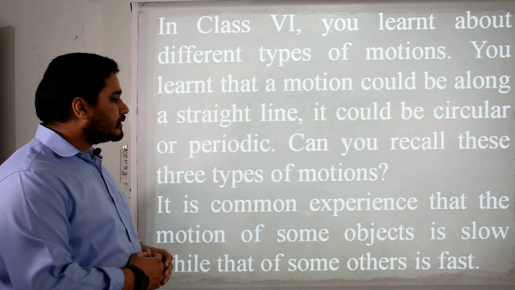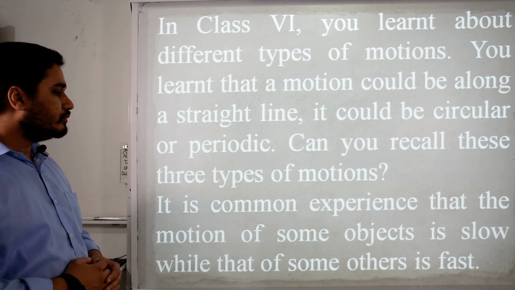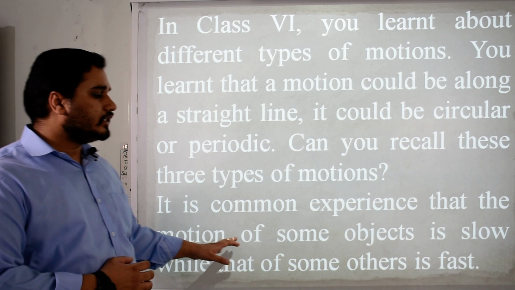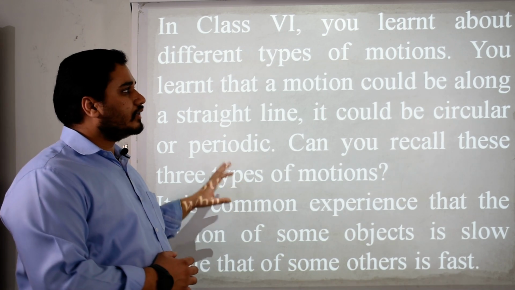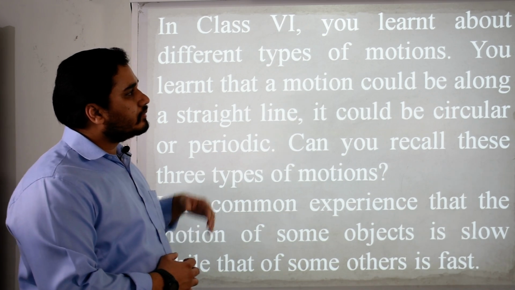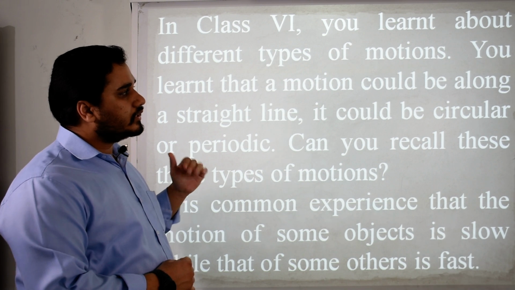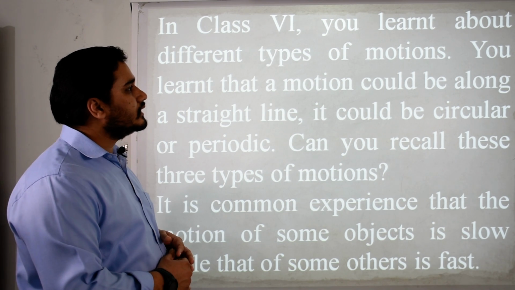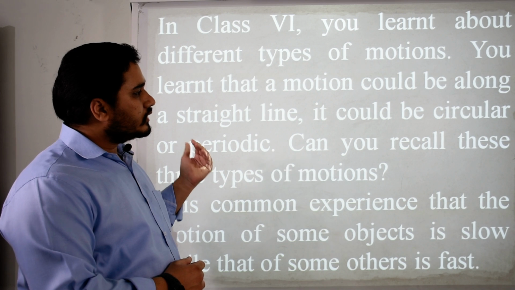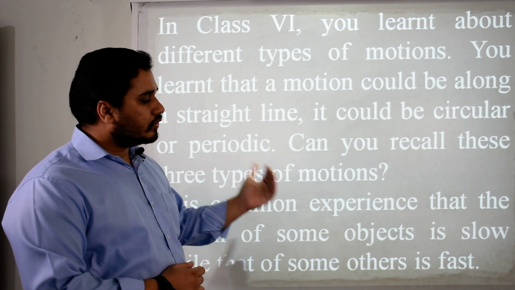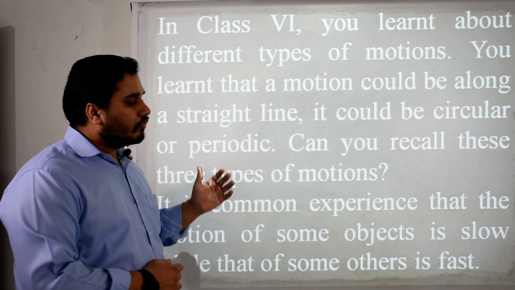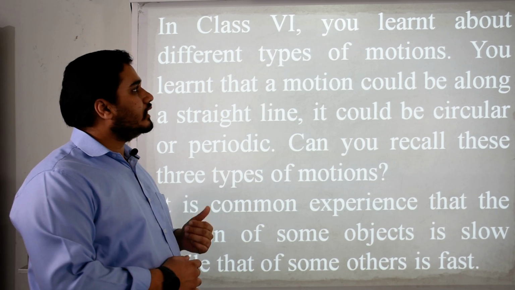It is common experience that the motion of some objects is slow while that of some others is fast. So in this chapter in 7th standard, why do we recall the motions that we studied in class 6? Because motions can have a speed that is slow or fast. The speed that motions acquire, we will study in this chapter.